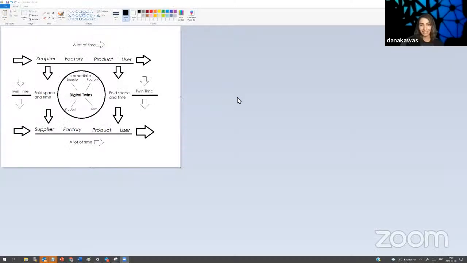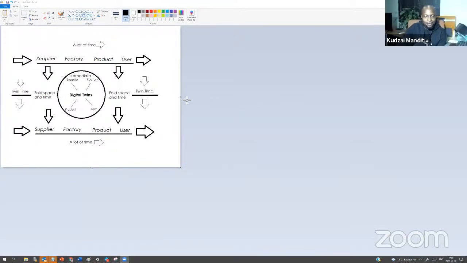Okay. So when Dana talked about the supplier and then the factory and the product and the user, right? It depends on manufacturing, and then you also have an organization. I actually missed that, so while you were talking, I sketched something. Can you see my screen? Like a traditional organization is up here, but you have all these stakeholders. You have the supplier, the factory, the product, and the user.